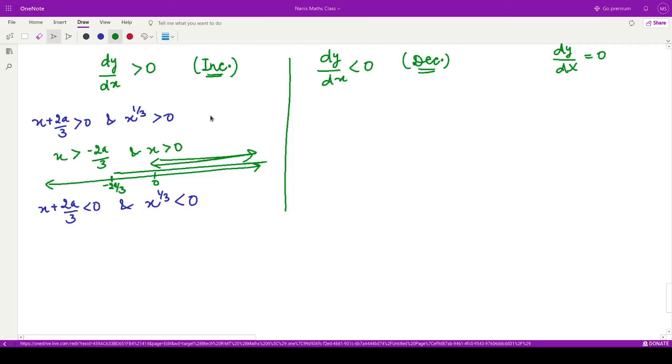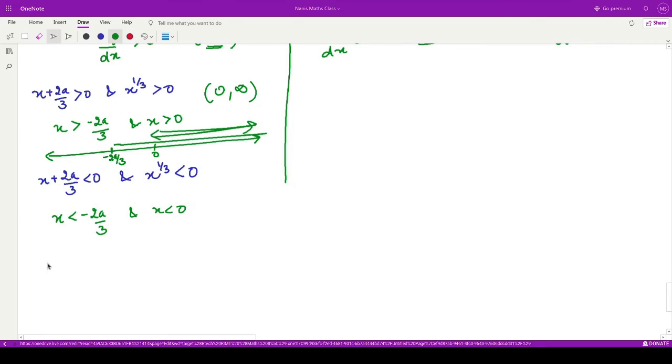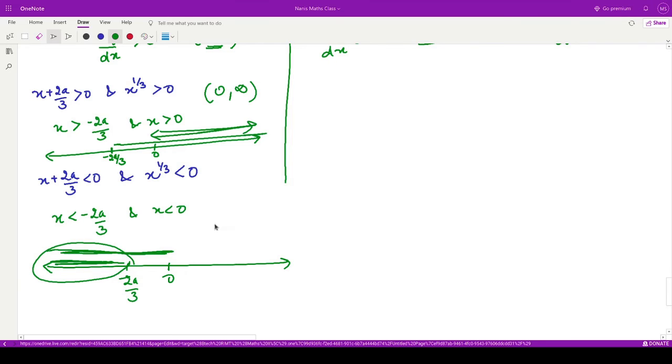So our interval in this case becomes 0 to infinity, and in the second case our interval becomes x is less than minus 2a upon 3 and x is less than 0. So when you see this on the real line, we have 0 here, say minus 2a upon 3 is here. x is less than this quantity means x is somewhere here, and x is less than 0 means x is somewhere here. And when you see the common portion, this is the common portion that you have. So that means our interval here is minus infinity to minus 2a upon 3.